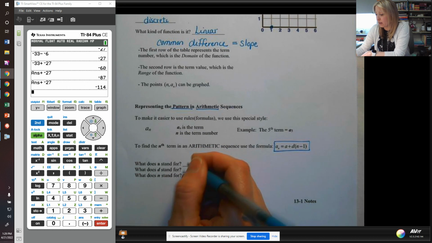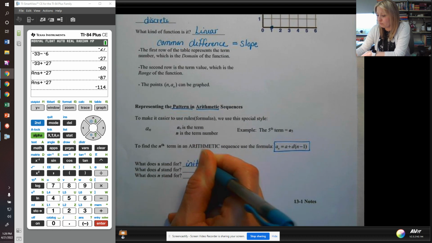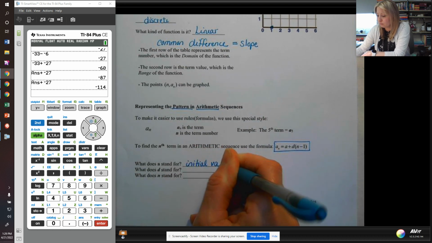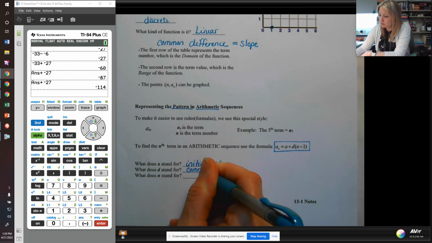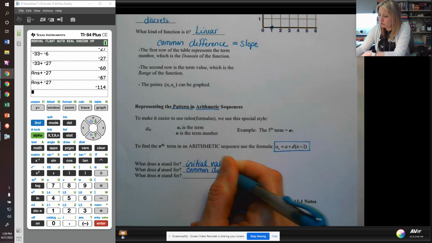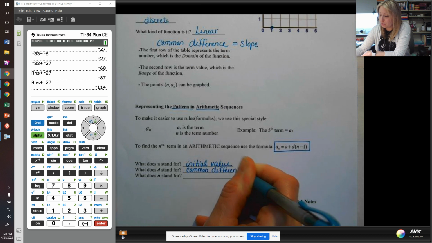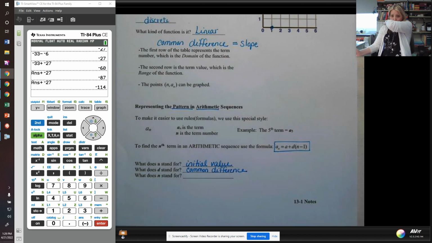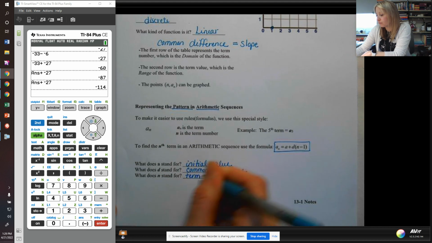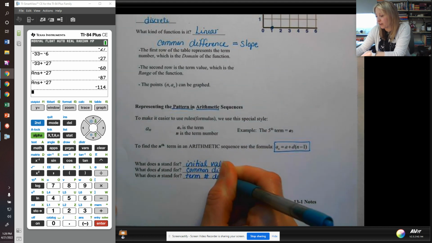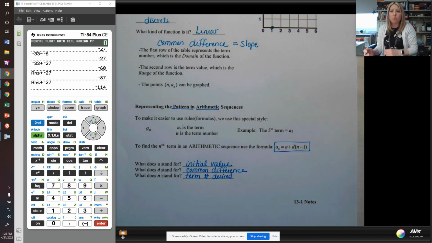So what does A stand for? Again, the initial value. What does D stand for? The common difference, which is what specifically makes this arithmetic as a sequence. What does N stand for? The term number desired. This is the term number we want. So if we want the 9th term, N would be 9. If we want the 68th term, N would be 68.